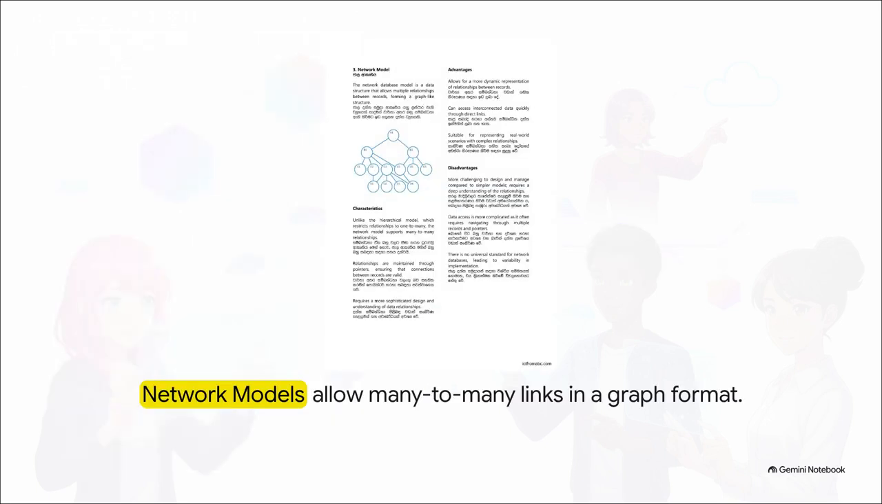To fix that rigidity, we get the network model. It completely solves that problem by allowing many-to-many relationships in a graph-like structure. Records can interconnect dynamically. But, and here is the key trade-off to remember for your tests, while it's way more flexible, it makes navigating and designing the data so much more complicated because it relies on these deep, complex pointers.